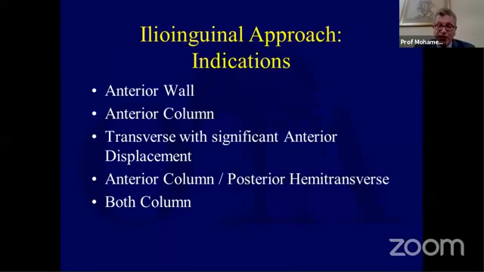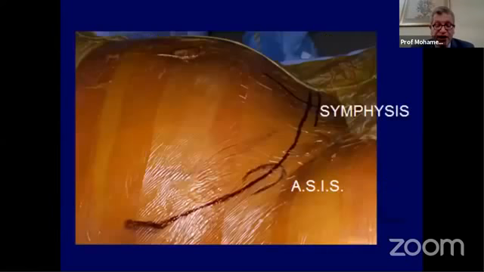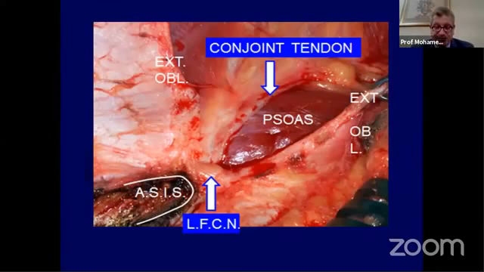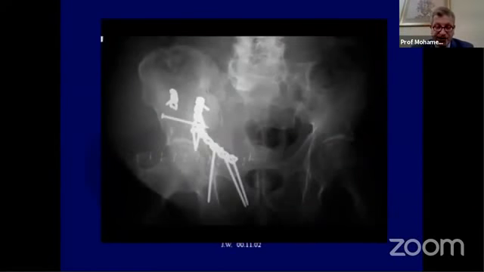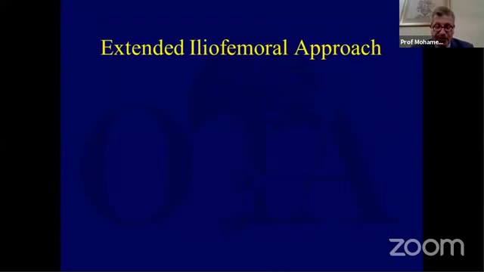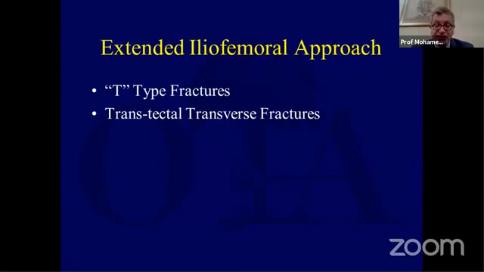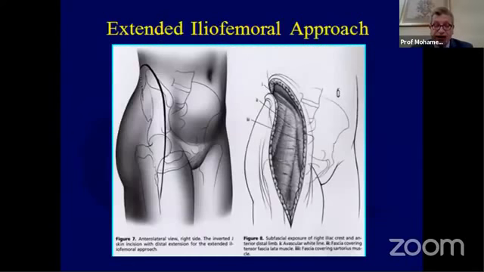The ilioinguinal approach, the anterior approach. The indications are anterior wall and anterior column fracture, transverse with significant anterior displacement, anterior column plus posterior hemitransverse, and both column fracture. This is the ilioinguinal one. We will pass it. And this is the fixation of the anterior column. The extended iliofemoral approach is used in T-type fracture, transtectal transverse fractures, and delayed reconstruction, and this is the extensile extended iliofemoral approach.